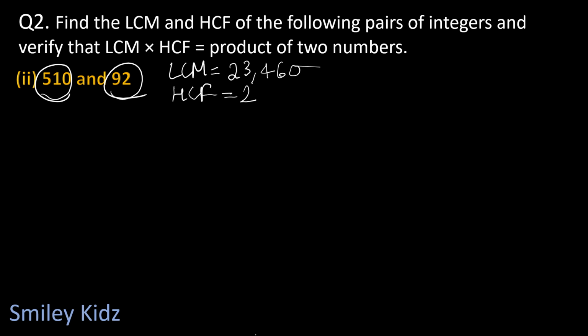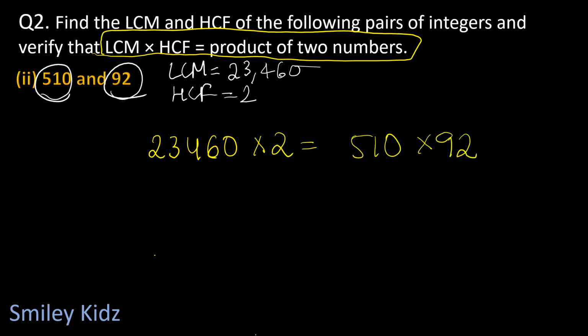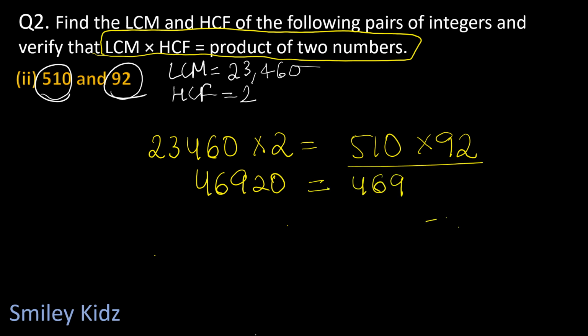Now let's verify the relation that HCF times LCM is equal to the product of two numbers. Now what is our LCM? 23460 times 2 is equal to 510 times 92. Let's see if these both match. This is equal to 46920, and yeah, this is also equal to the same thing, 46920. Now we have successfully verified the relation that HCF times LCM is equal to the product of two numbers.